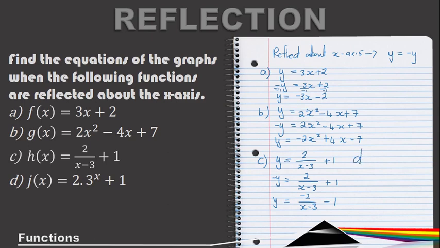And then finally for d, we have our exponential, y equals 2 times 3 to the power of x plus 1, and we replace our y with a negative y, and then we solve for y. So y is equal to negative 2 times 3 to the power of x minus 1.